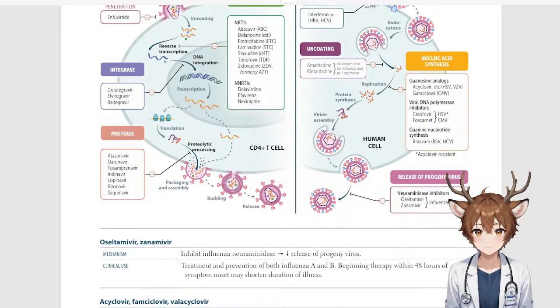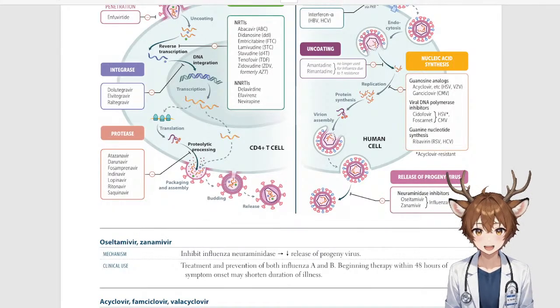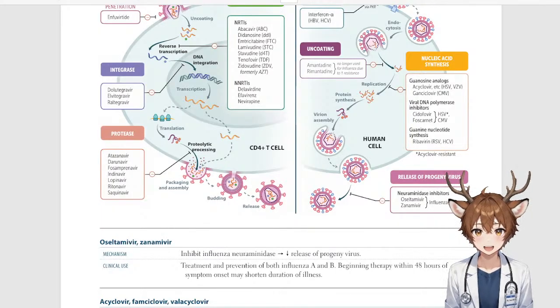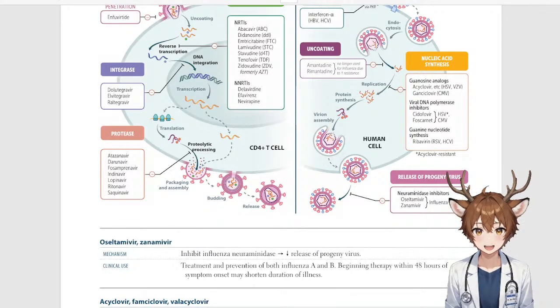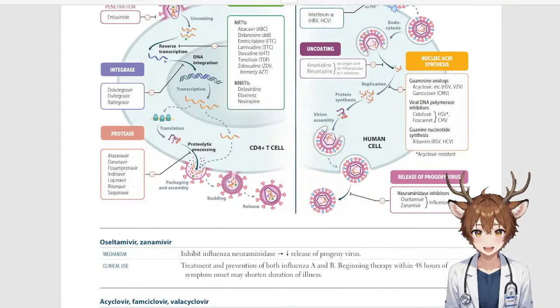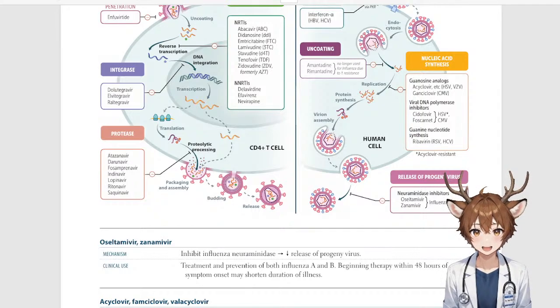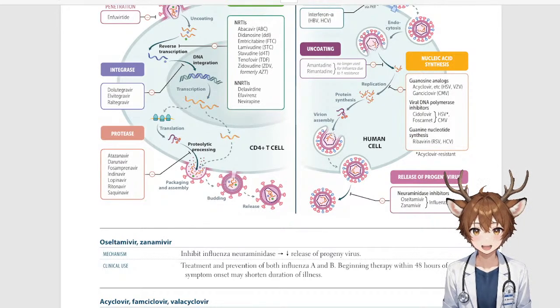Oseltamivir, zanamivir inhibits the influenza neuraminidase, leading to a decrease in release of progeny virus. Clinical use: treatment and prevention of influenza A and B; beginning therapy within 48 hours of symptom onset may shorten duration of illness. Baloxavir inhibits the cap-snatching transfer of the 5' cap from the cell mRNA onto the viral mRNA. Endonuclease activity of the influenza virus RNA polymerase leads to a decrease in viral replication. The clinical use of baloxavir would be the treatment within 48 hours of symptom onset to shorten duration of the illness. Remdesivir.